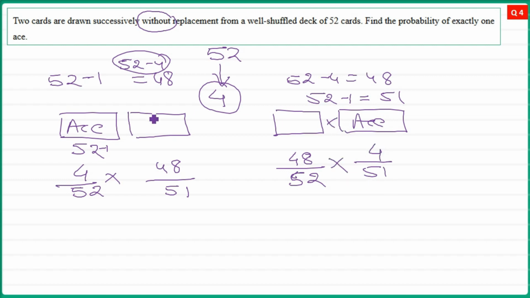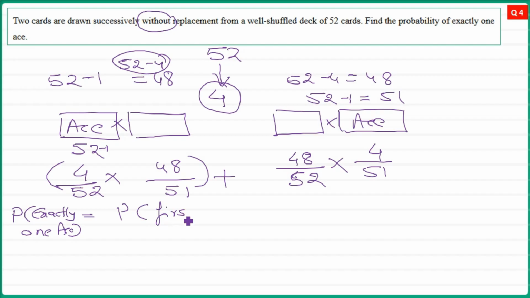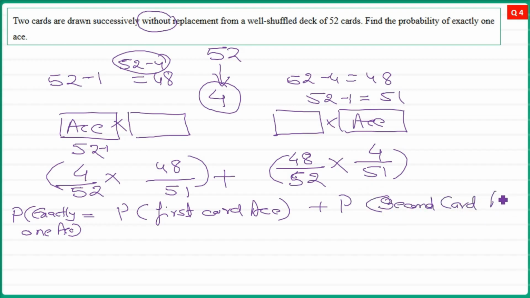So this is the probability of getting non-ace and an ace. First is ace and non-ace. Now this is the logic. But how about writing? The probability which we are finding out is P exactly 1 ace. So this is equal to the probability of first card as an ace plus, from here to here, what is the probability? The second card has to be an ace. The first card can be any card other than ace.